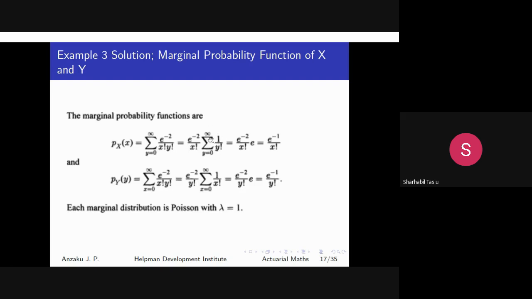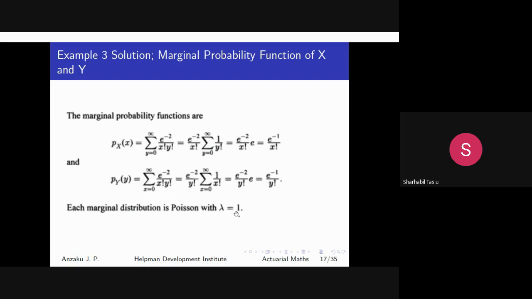And based on Taylor's series expansion, this is equal to e. So here we have e to the power of minus 2 over x factorial times e. And when we multiply, e to the power of minus 2 times e to the power of 1 gives us e to the power of minus 1 over x factorial. Likewise, when we do the same thing for the marginal probability for y, we get e to the power of minus 1 over y factorial. Now, each marginal distribution is Poisson with lambda equals 1.